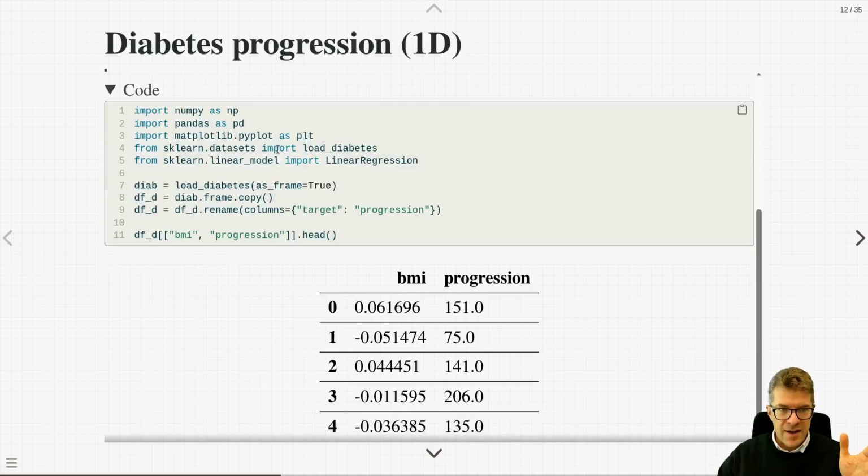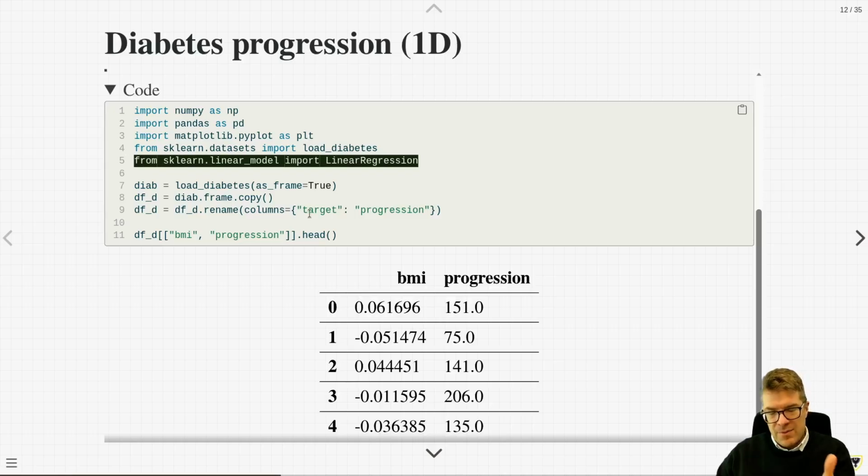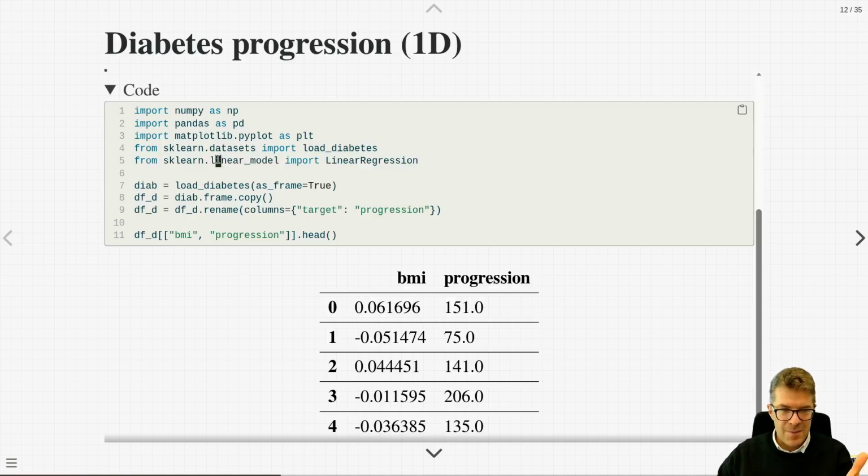This data set comes from sklearn datasets. Specifically, it's called load_diabetes. And we're going to use linear regression. So here's another introduction. The library is sklearn. The subcomponent is linear_model, and in that there's this class called LinearRegression.